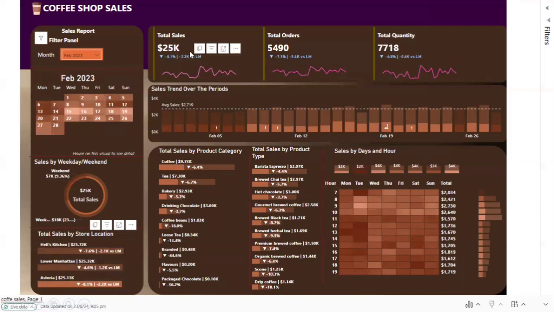It got 25K. There is not much difference between the sales. It looks similar to both the shops, and it is reduced by 6.8% compared to last month. Compared to the other two shops, this revenue and sales decrease the most.